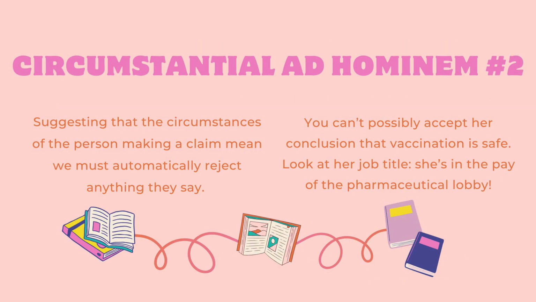Next is circumstantial ad hominem, which, according to Tom Chatfield in Critical Thinking, involves dismissing an argument solely because of the person's background, job, or circumstances, rather than the content of their argument. For example, a scientist says vaccines are safe, and someone responds, "Of course you'd say that, you work for a pharmaceutical company." Does the scientist's job automatically make their argument wrong? No. If someone disagrees, they should challenge the evidence, not the person.